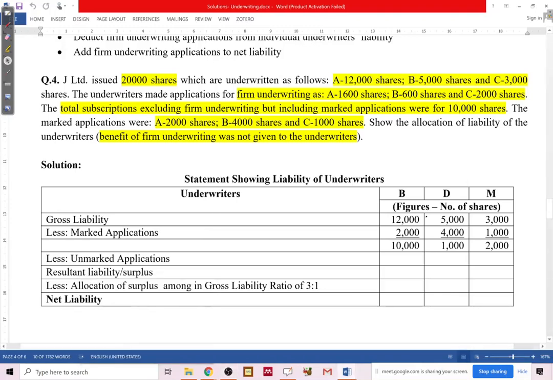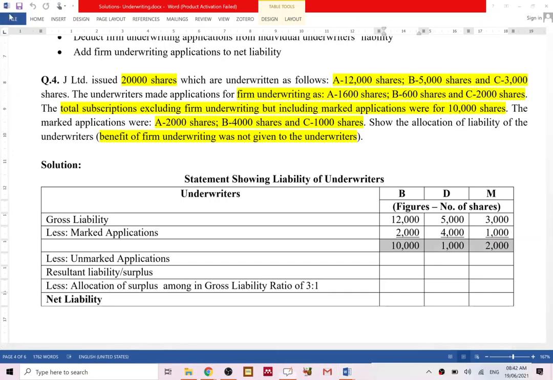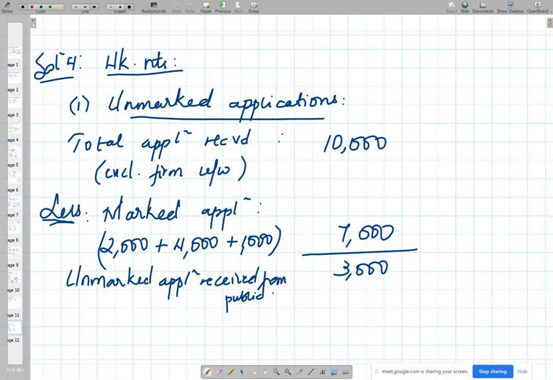So far in the fourth problem, we have calculated or deducted the marked applications, and this is the liability that we get. Next, we also calculated unmarked applications, but only unmarked applications received from the public, which means we took the total applications received from the public, excluding firm underwriting, which means what the underwriters have taken. Firm underwriting shares are not included in these applications. Those we will include later. Then we also deducted the marked applications, and we got unmarked applications received from the public.